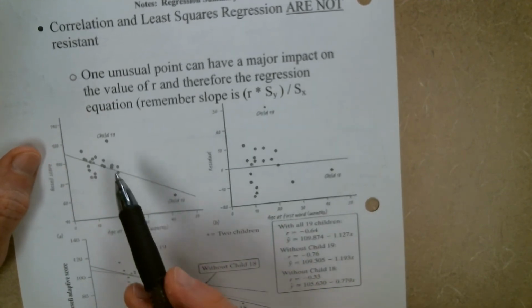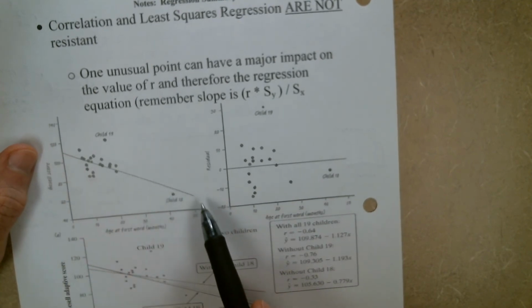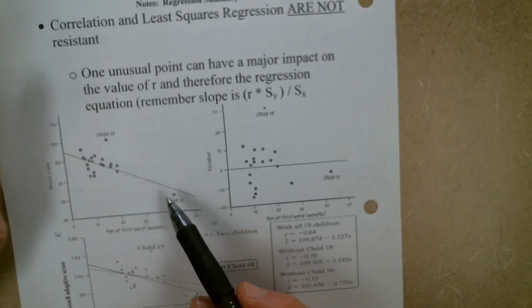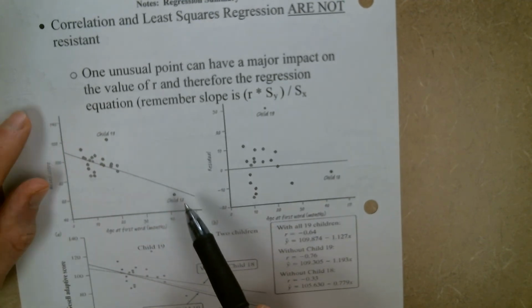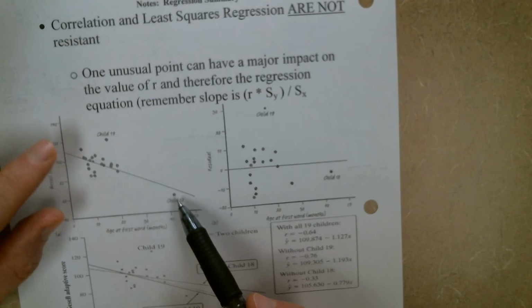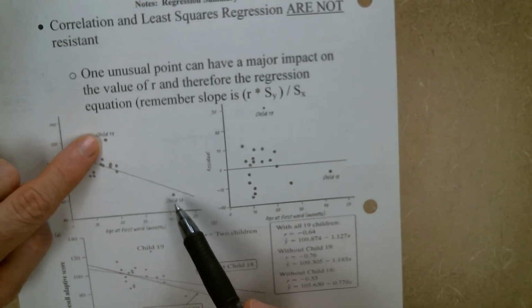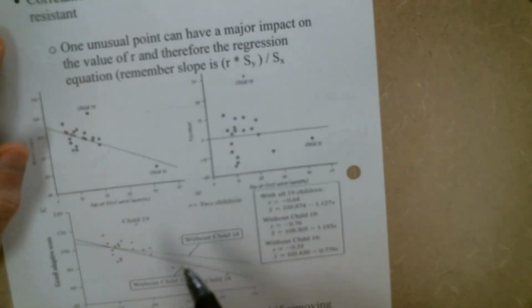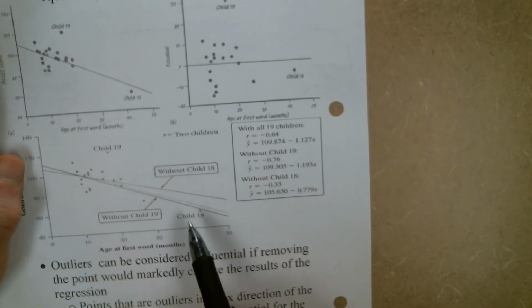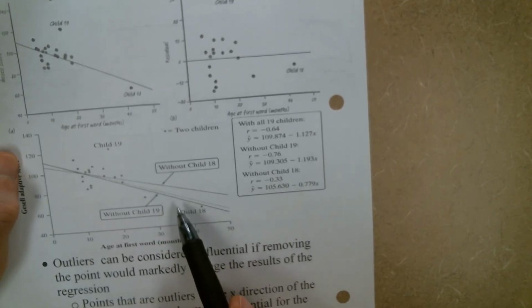So here we have a scatter plot. All right, this is the line that came from it. And we could argue that there are two sort of outliers. Child 18 is way out here on the X. Child 19 is way up here on the Y. Both of those could be considered outliers. All right. What this graph down here is showing you is how just removing one point can drastically change the equations and the values.